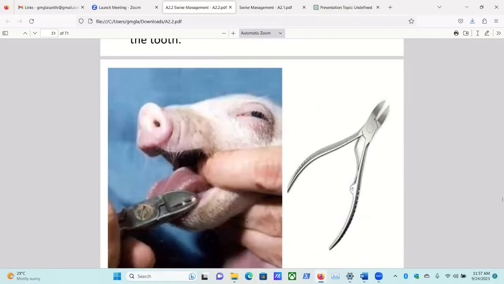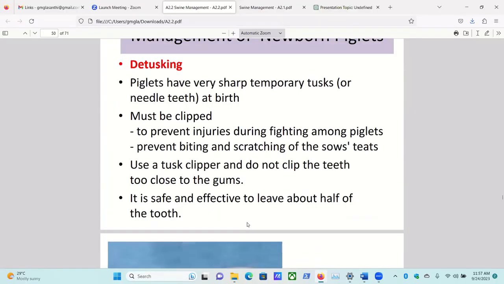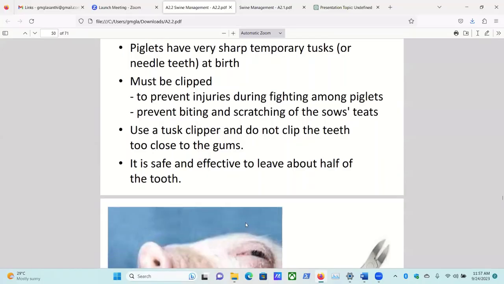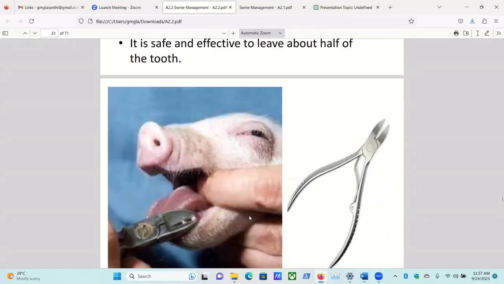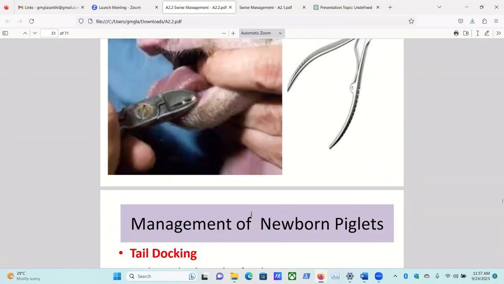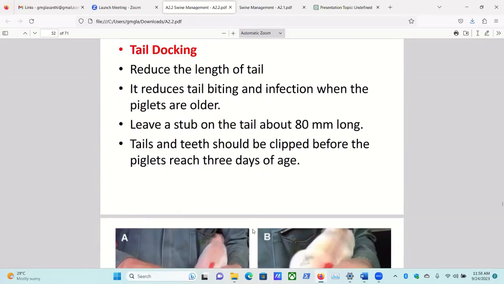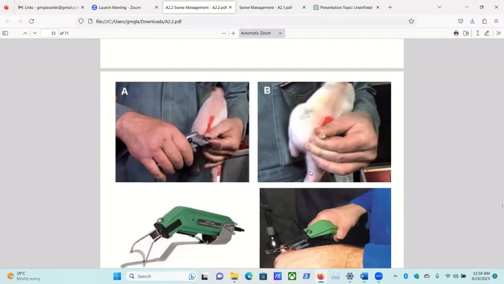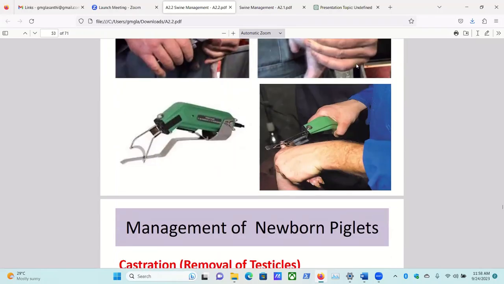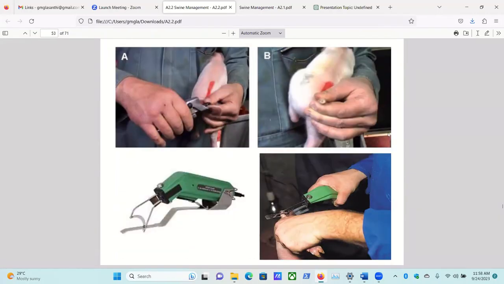So this is also practiced in between 7 to 10 days. So the next one is tail docking. This is tail docker, artificial tail docker. Here we are removing the length of the tail, because once these fellows are fighting with each other, they will get wounded.